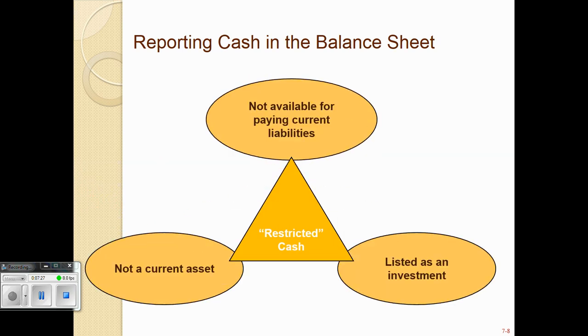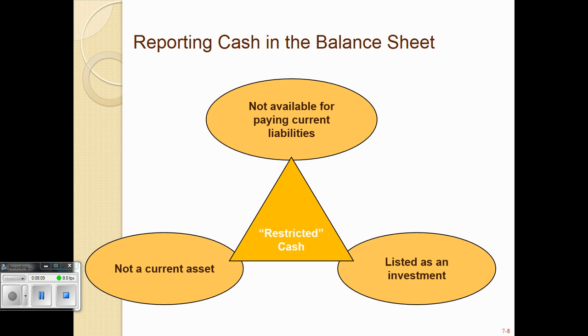Restricted cash is reported on the balance sheet, it's just not listed as a current asset, even though it's cash. The reason is it's listed as an investment because it's not available for paying the bills. What happens is a bank, in order to make you a loan, let's suppose you wanted 10 grand, says, fine, I'll lend you 10 grand, but you have to keep a minimum of $1,000 on hand in your checking account. That $1,000 is restricted cash because you can't spend it, since you have to leave it on deposit at the bank.